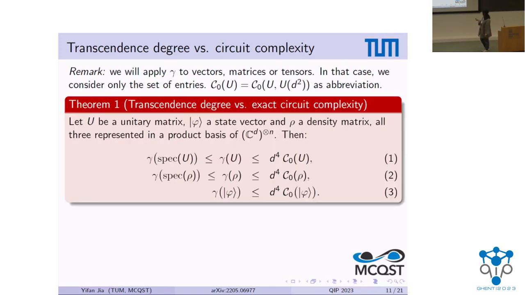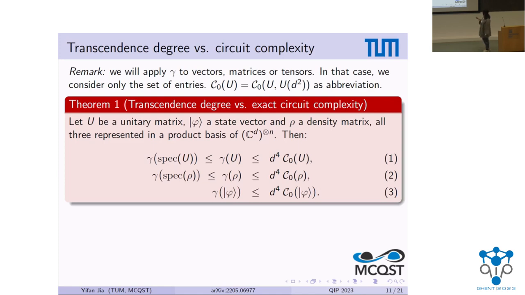For that, we can construct our theorem, which means that if you have some unitary matrix, or some state vector or some density matrix, and they are represented as some matrix in a product basis, then we know that the transcendence degree of U, of rho, or of the state is at most up to some constant. I mean here, because if we have qubits, then we have here 16. It's up to this kind of constant. This gives a lower bound on the exact circuit complexity of the matrix itself.